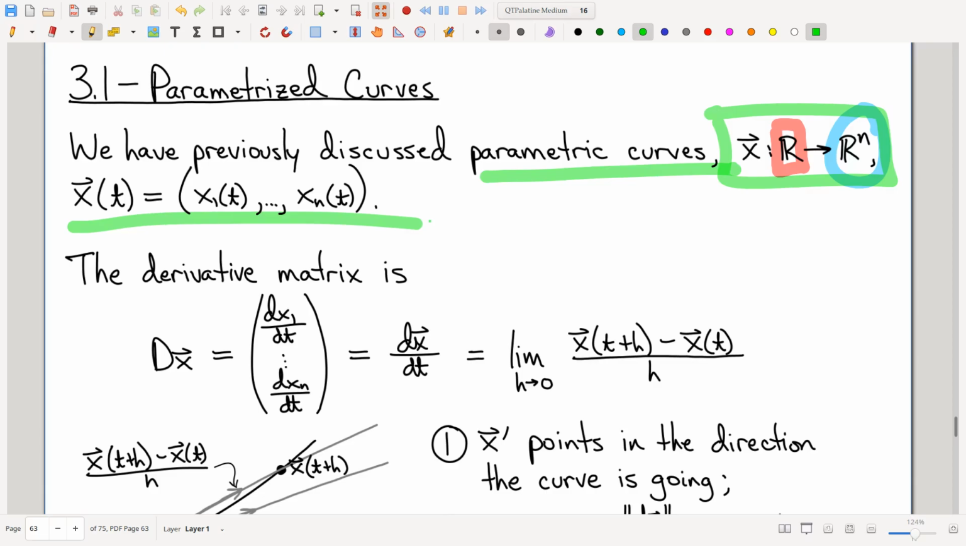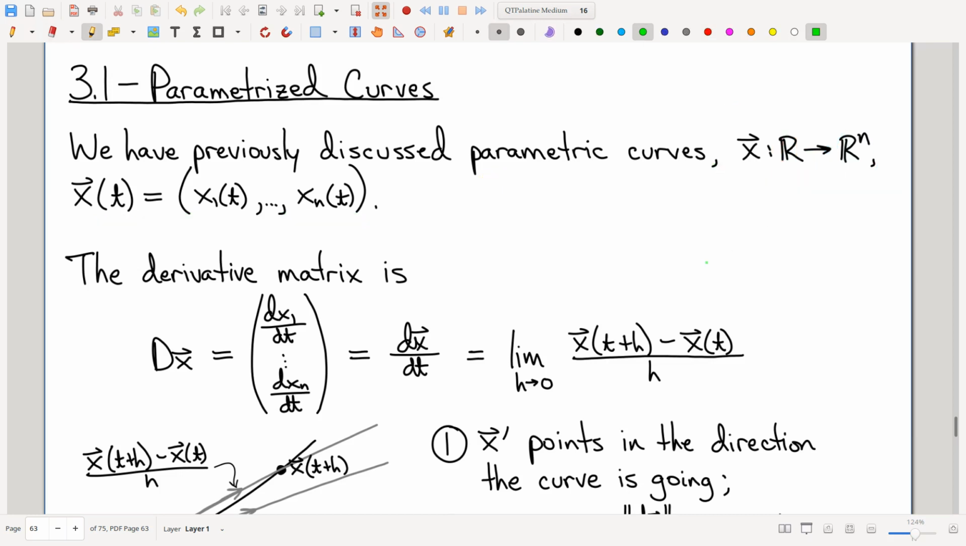Okay, so if I had a function like this, how would I write down the derivative matrix? Well, there's only one input variable. Input variables correspond to columns. If you only have one input variable, you're only going to have one column. So we have a weird shaped derivative matrix. It is a single column matrix.